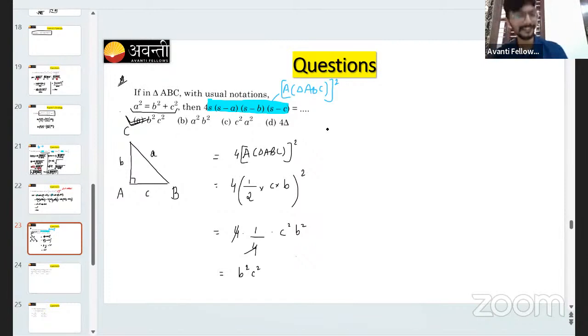Correct? There was no calculation as such. It was a smart question. We just have to observe that yes, it was like this. So this means it is a right angle triangle, and this is the square of the area of triangle ABC. So this was a good question again. Not much calculation, but you just need observation. Got it? So let's move on to the next question.